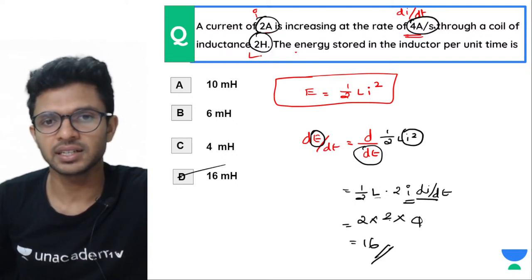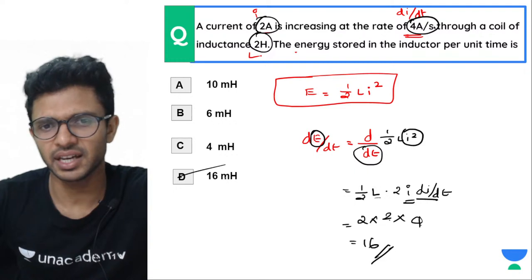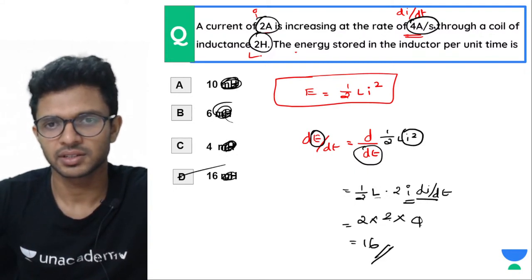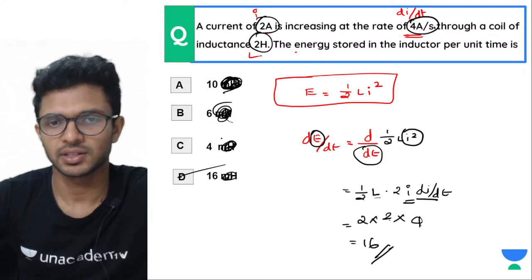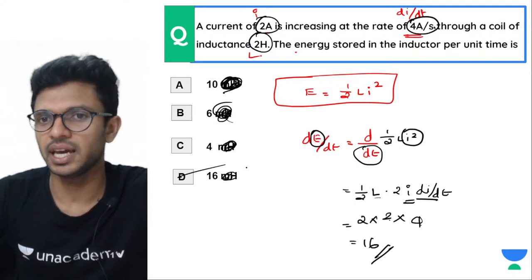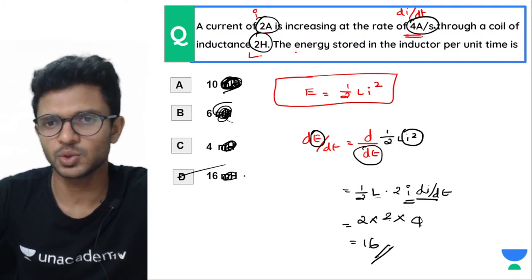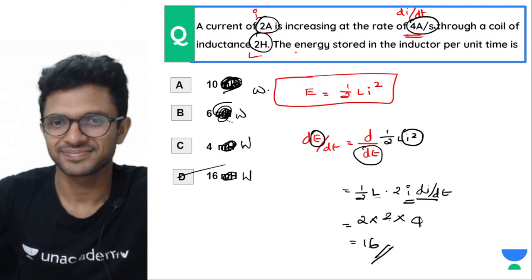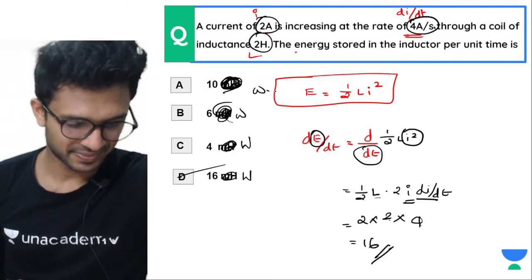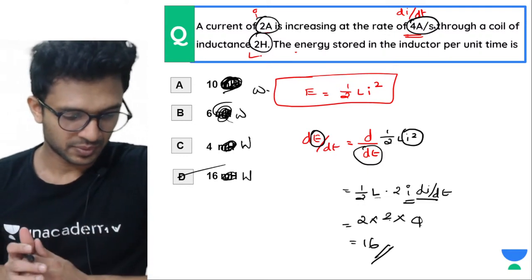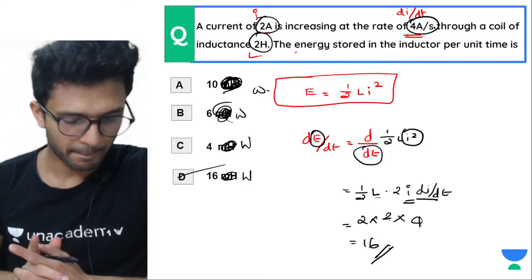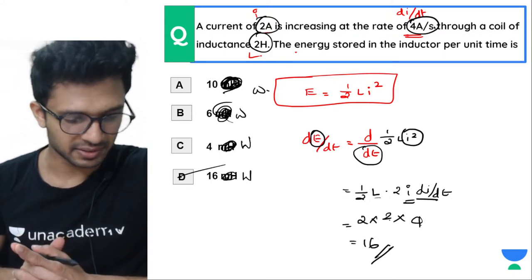Is it clear? Okay, so why is this a Henry unit? The unit has to be energy per unit time, right? So, watts, right? Energy by time is power. Okay, koi baat nahi. Option D is correct. D itself is our correct answer.